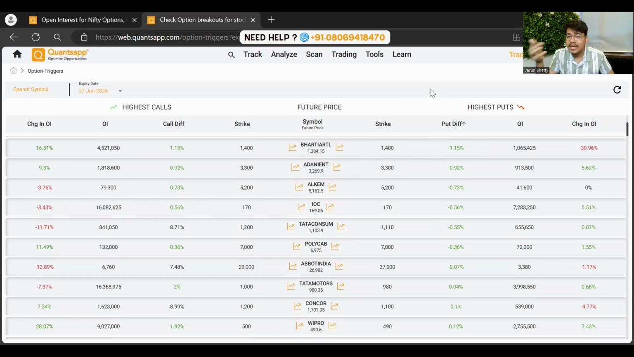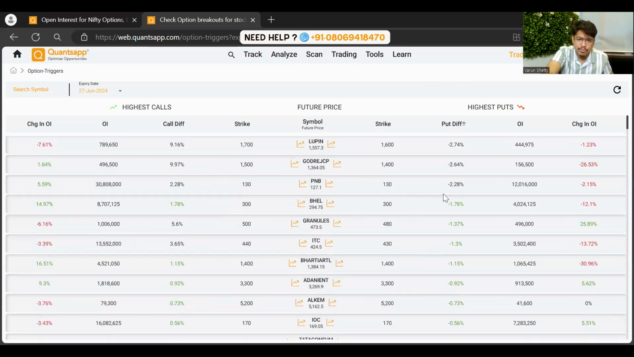So put difference is negative this time because the breakdown has actually occurred. So that is the general idea. All right. So it has fallen down by around 1.15% after the breakdown. So we don't enter a trade on negative call difference or put difference. We enter a trade when it is positive. So 0 to positive 1% is the general sweet spot that I normally recommend.